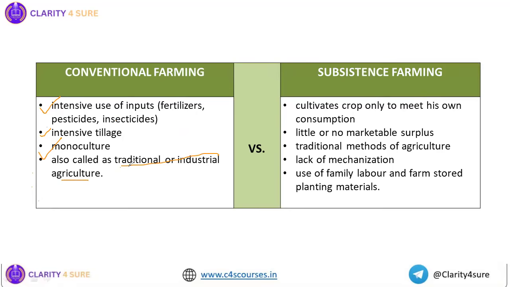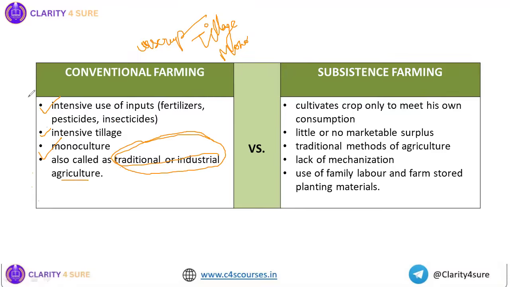Okay, the traditional or the industrial agriculture, that is the common form of farming that we see all around us. Here there is unscrupulous use of resources, and extensive tillage is done. That is also one thing. And what do we go for? Monoculture. Instead of diversifying the crops, we go for monoculture. So this is your conventional farming.